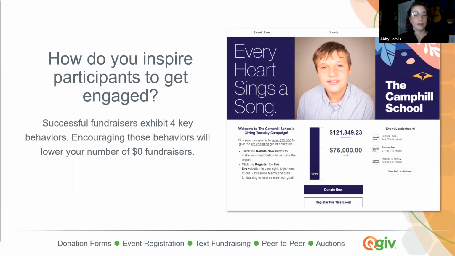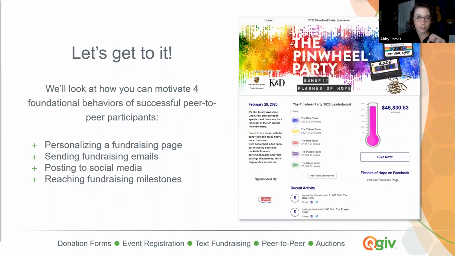The way we've identified these behaviors is our data scientist went through fundraising data from hundreds of different organizations, thousands of different participants. He identified which participants were really effective, who raised a decent amount of money and who had the highest engagement levels. And then we were able to identify some patterns in that donor behavior. So over the next little while, we're going to look at what those behaviors are and how you can inspire your participants to raise money by encouraging these 4 behaviors.